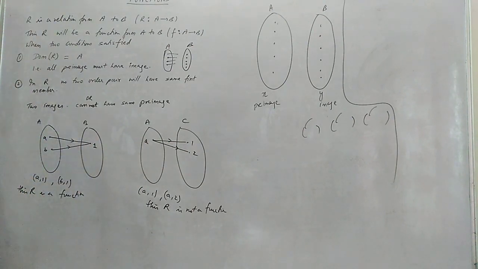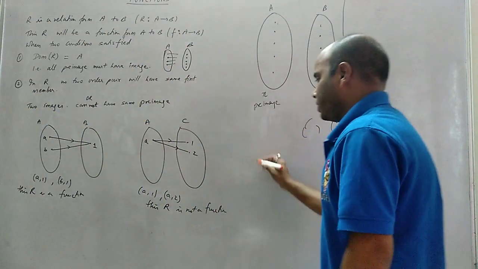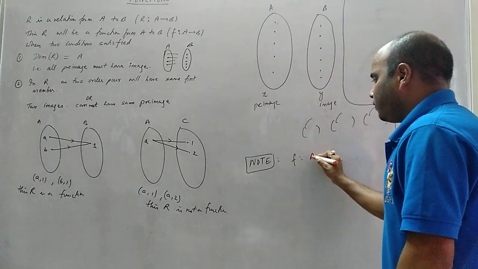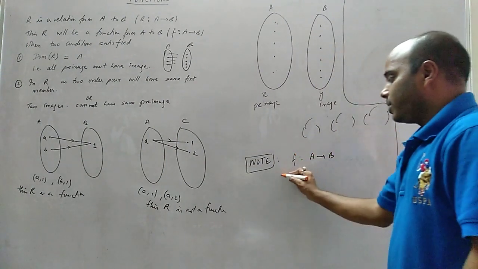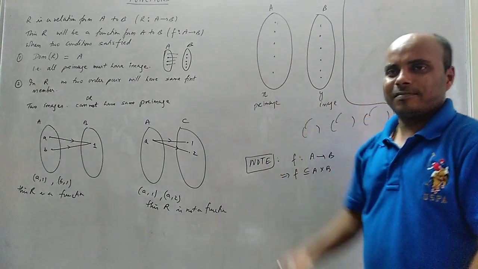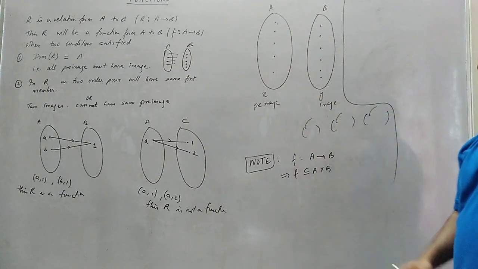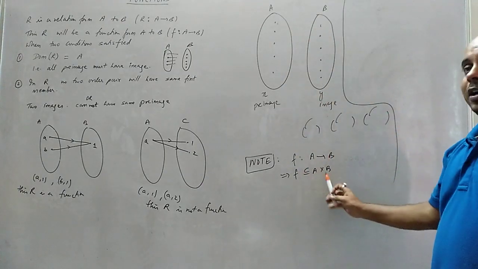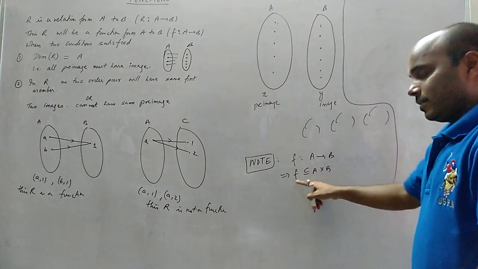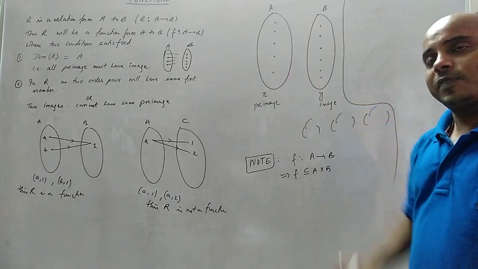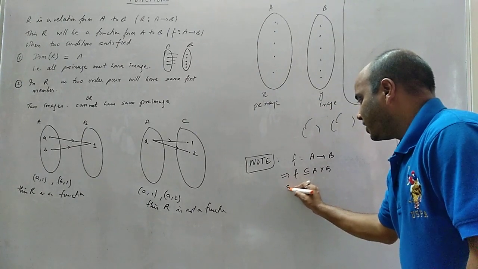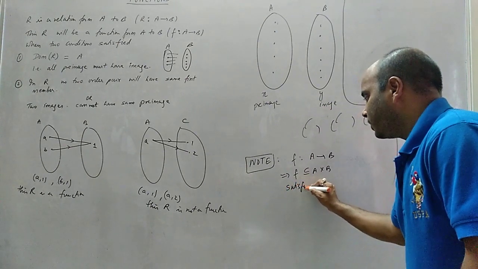So overall, after writing all those things, you will write a note. The note is f is a function from A to B. This implies f is a subset of A cross B. Same, because f is a relation. f तो रिलेशन ही है ना, तो f अगर रिलेशन A to B तो f सबसेट होगा, R भी तो सबसेट होता है. Okay, but in this, these two characteristics must be satisfied.